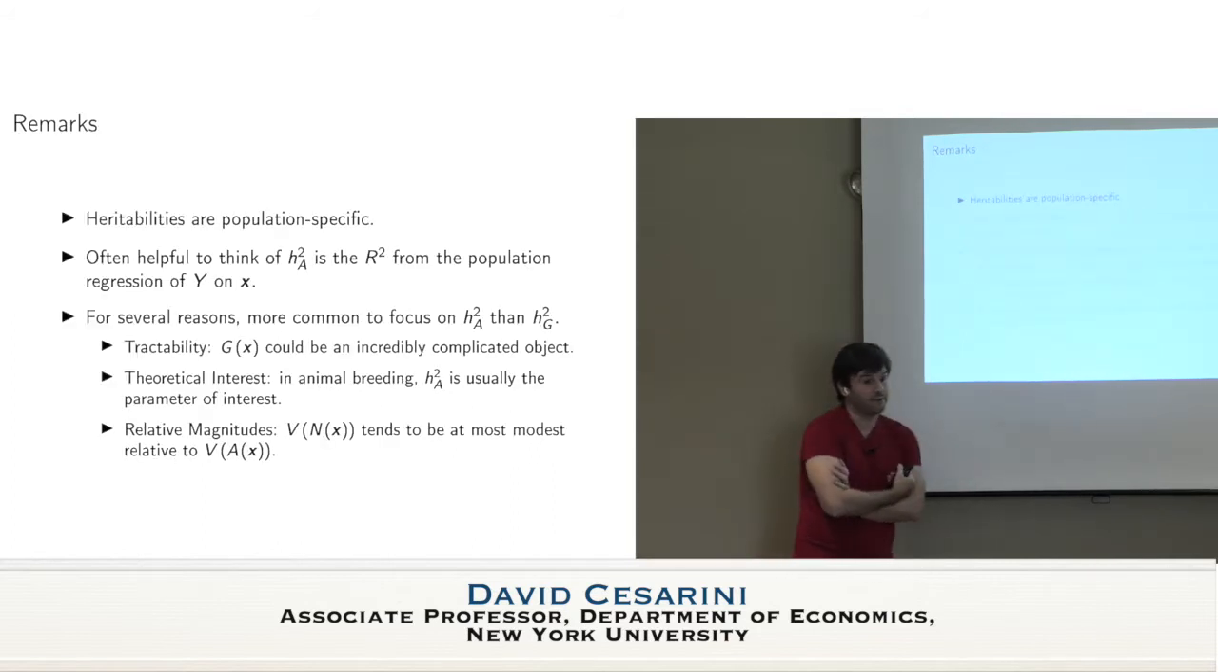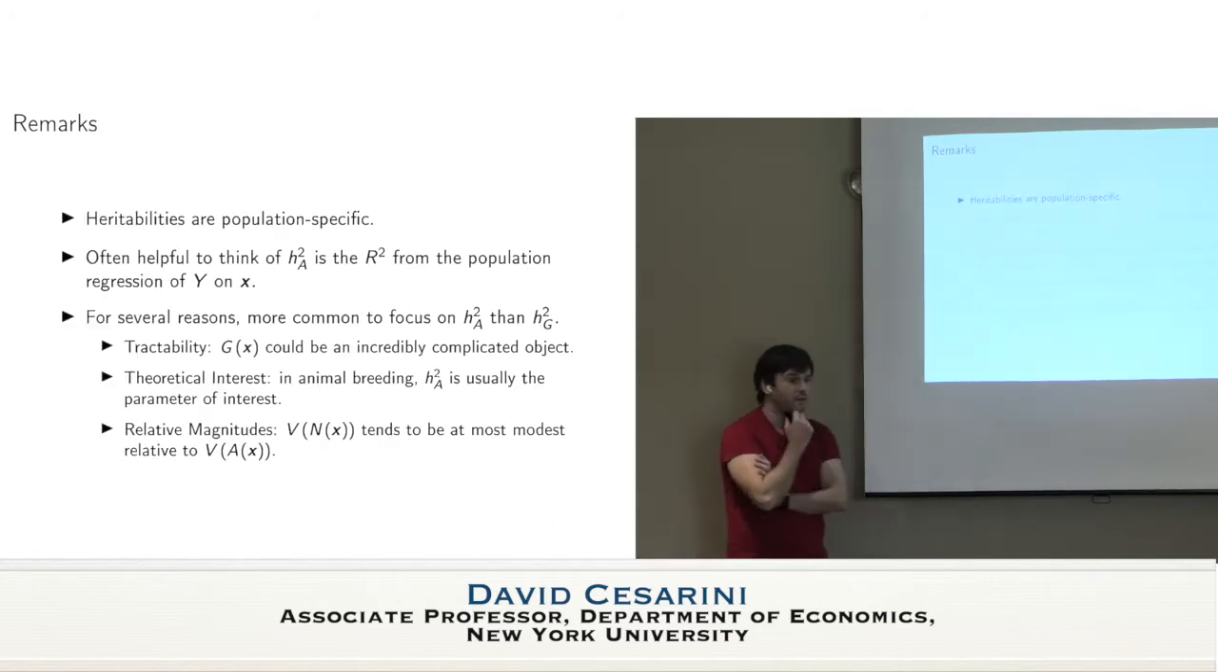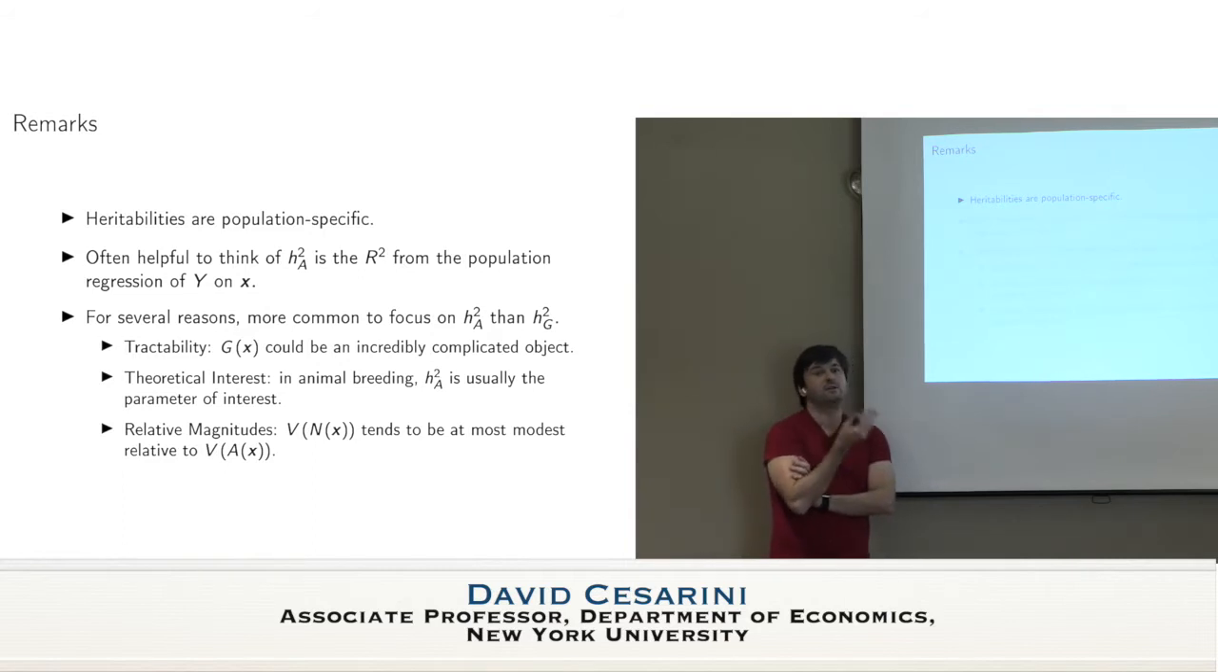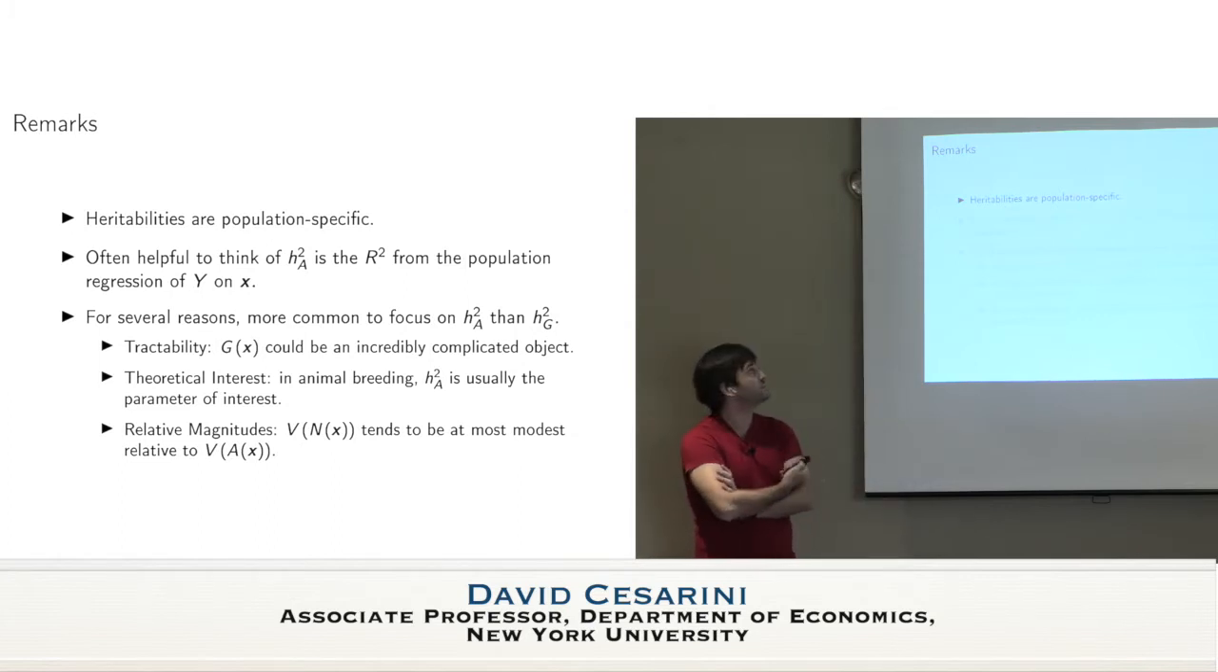So, in practice, a couple of caveats before we begin. These heritabilities are like any other descriptive statistic that you calculate for a population. There's no reason a priori to think that it would be some universal constant. So they're population specific and they can vary over time and across environments.